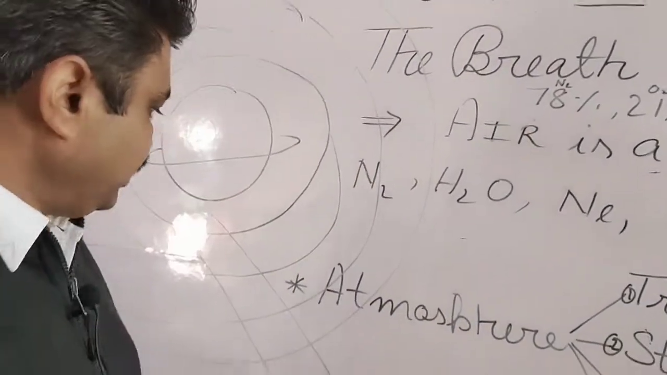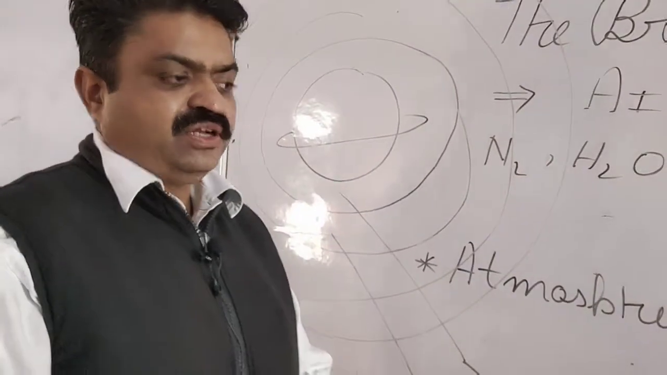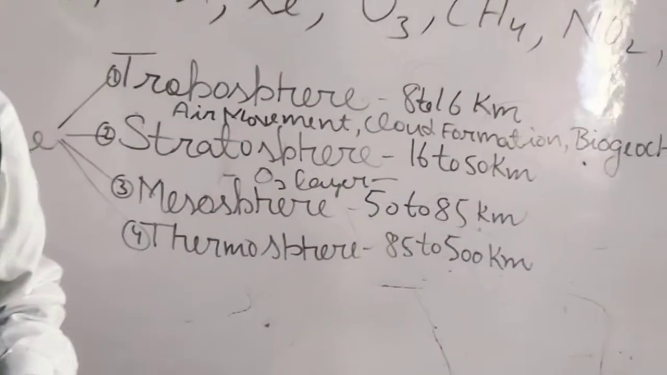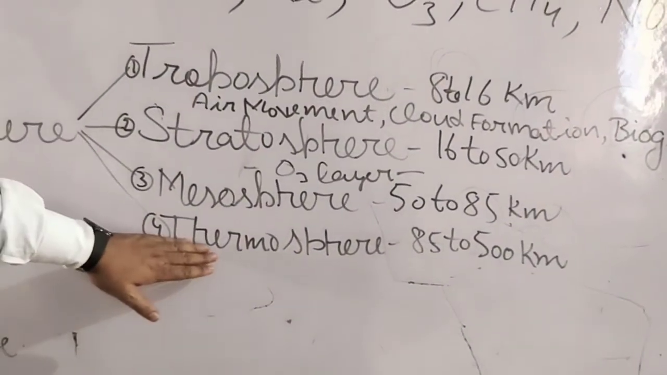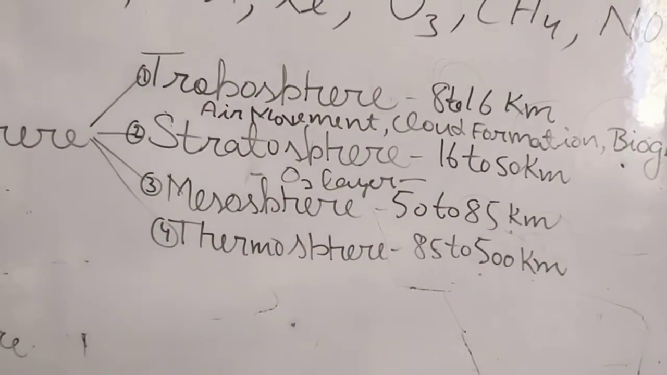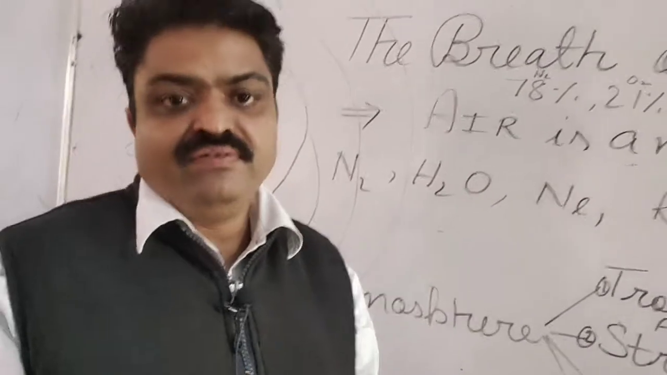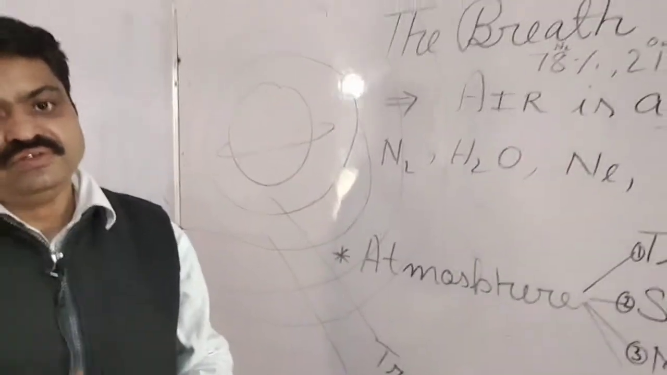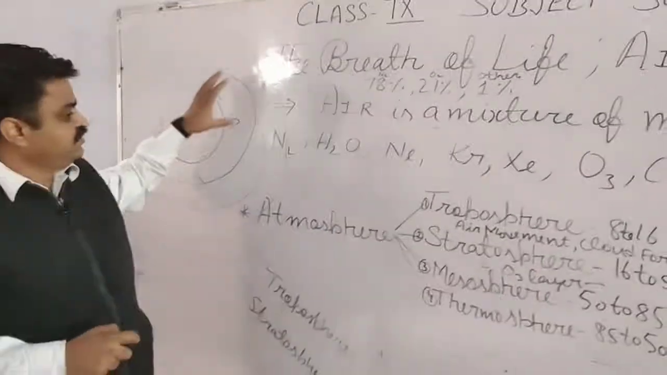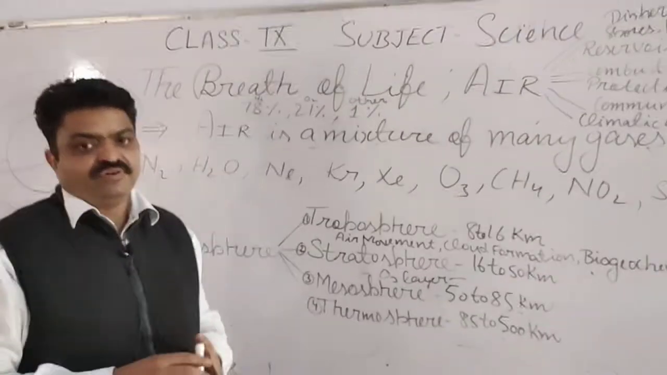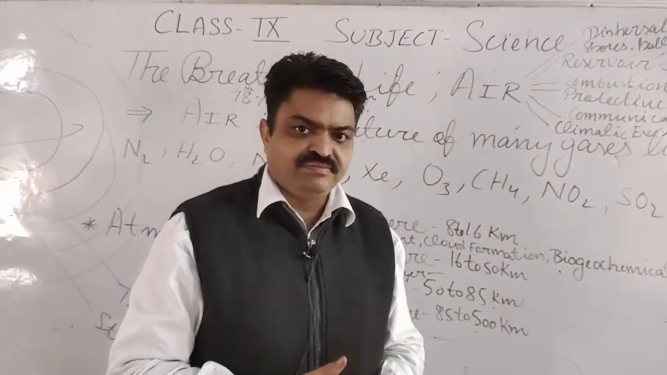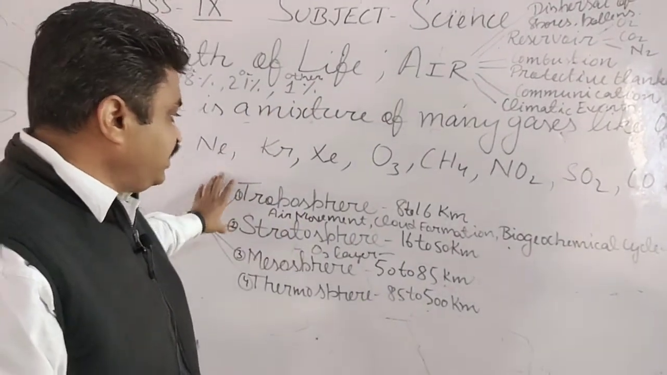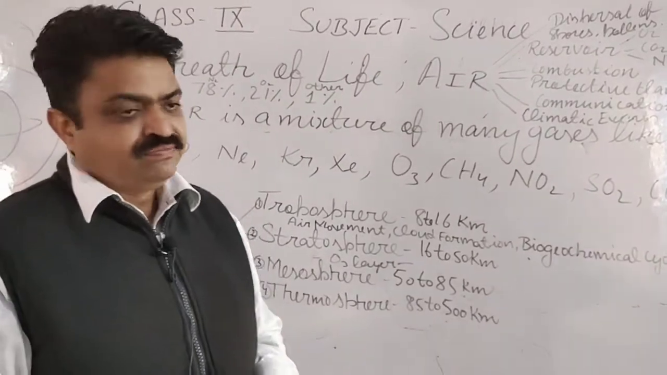With this, student, there is the mesosphere. Mesosphere extends from 50 to 85 kilometer. And after the mesosphere, there is the thermosphere, student. Thermosphere has the highest temperature. Why does it have the highest temperature? Because it is near to the sun. It extends from 85 to 500 kilometer. So these are the important layers found in the atmosphere, student.